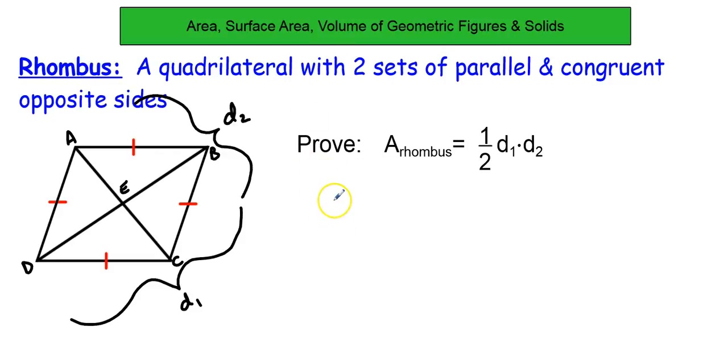Alright guys, so this proof is really similar to the kite proof in that we got to break it up into parts, and we've got a little bit of work to do in the beginning. So what we're going to start with is we're going to prove that two of these triangles are congruent, and the two triangles we're going to work on are ADC and ABC.